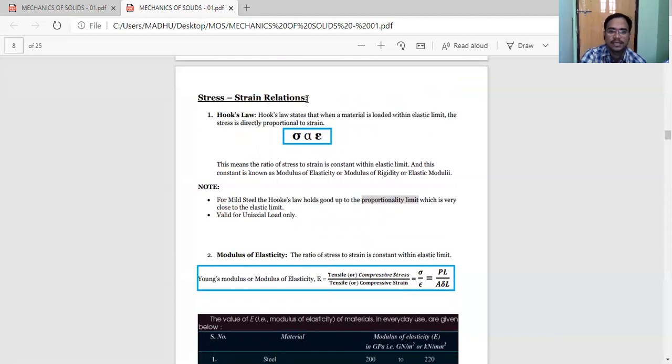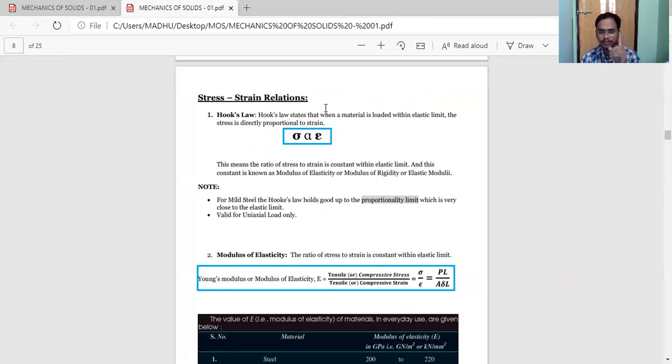We have stress strain relations, Hooke's law. Hooke's law states that when a material is loaded within elastic limit, the stress is directly proportional to strain. When a body is subjected to uniaxial load, a single load, the load which is parallel to any one of the axes and perpendicular to the plane formed by the other two axes. So that is uniaxial load.